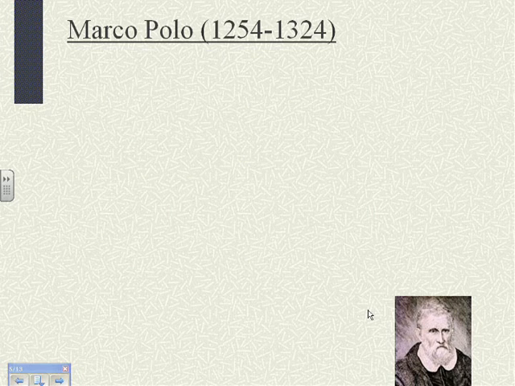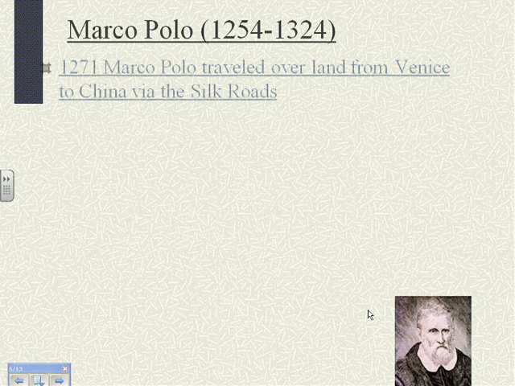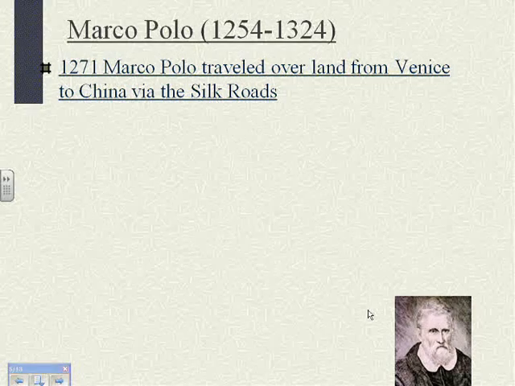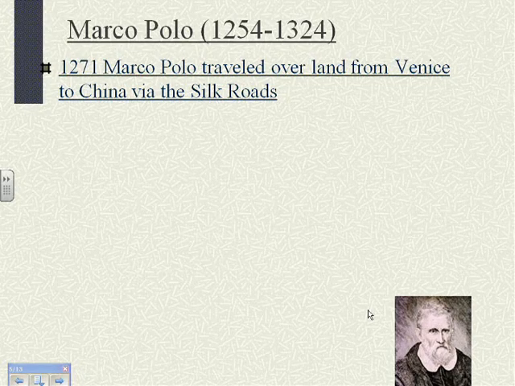Okay. Other explorers at the time who weren't necessarily going to North and South America were still extremely important. One of them was Marco Polo. He was alive between 1254 and 1324 AD. In 1271, Marco Polo traveled overland from Venice, Italy, to China via the Silk Roads.